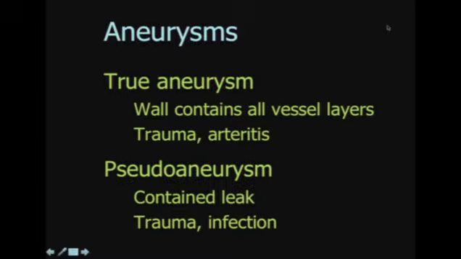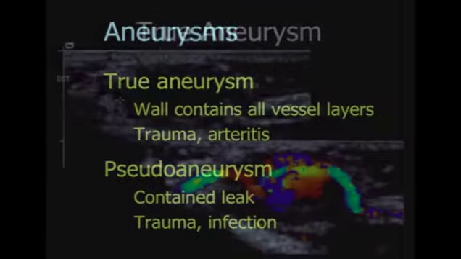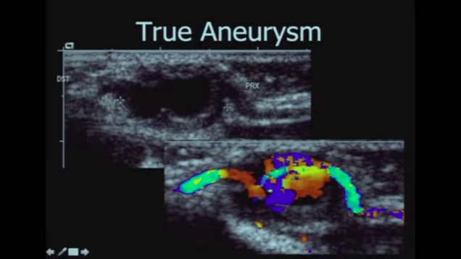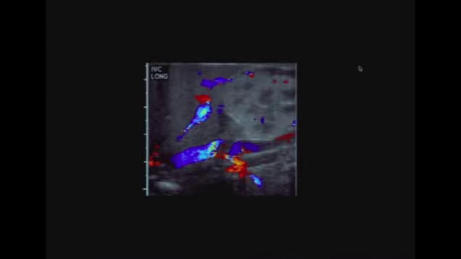Very briefly about aneurysms. True aneurysms are very uncommon in the pediatric population. True aneurysms contain all vessel layers. They can be seen with trauma, but are often seen with arteritis or connective tissue disease. Pseudoaneurysms are much more common, and these are usually a contained leak caused by trauma, usually iatrogenic, either an arterial line or catheterization procedure. So here is an uncommon true aneurysm of the radial artery with normal walls around it.